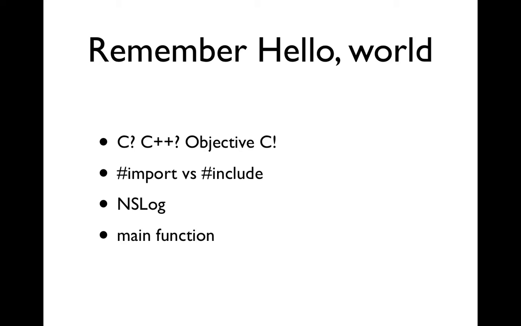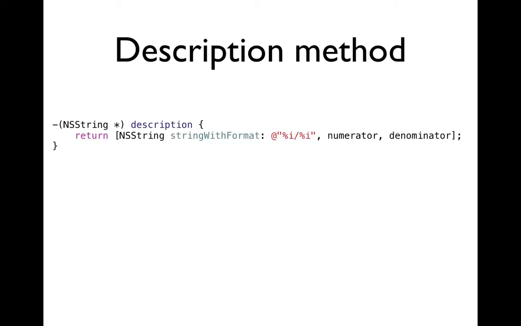So NSLog was accepting the NSString, but it could actually accept something different. It could accept any class that would implement a certain method. So the main function was, again, really simple C-style function, the function that accepts some arguments, the number of arguments, and the array of arguments, and it returns some number. And basically 0 means the program successfully completed.